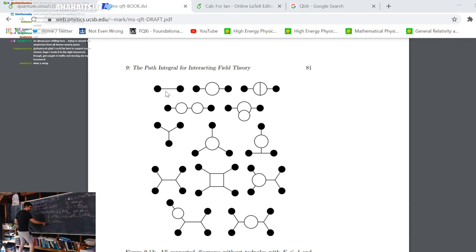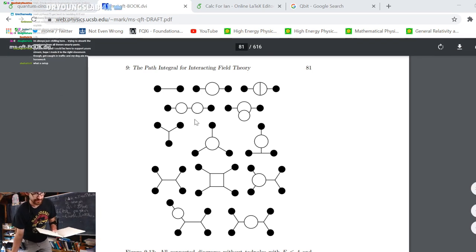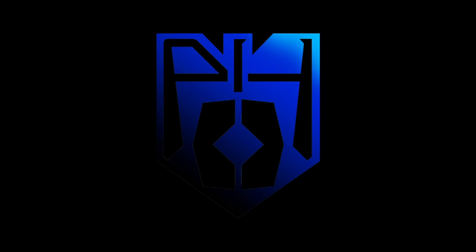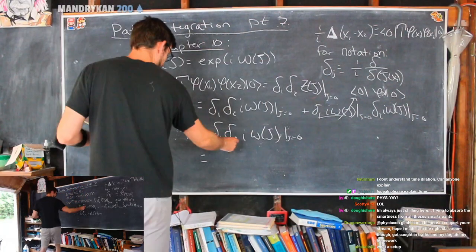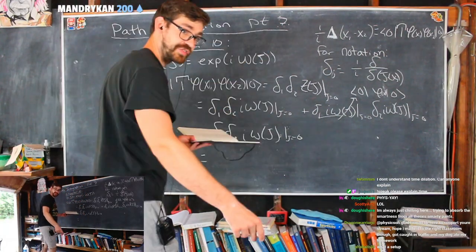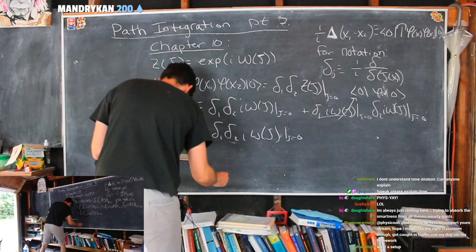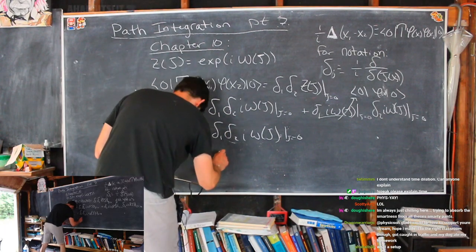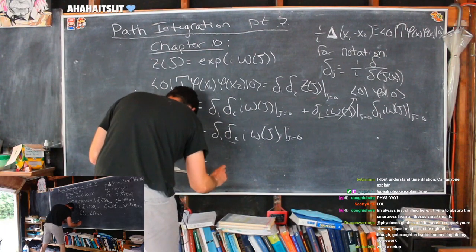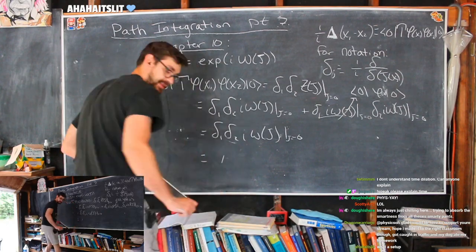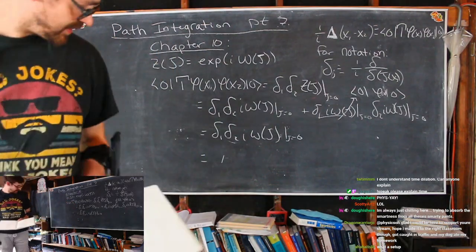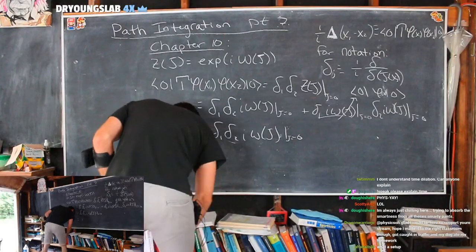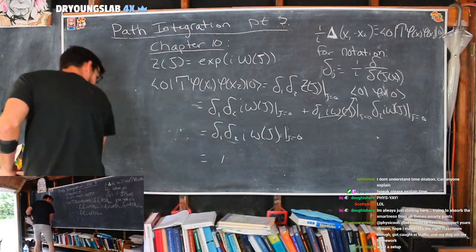Well, when we apply this functional derivative twice, we're going to knock off both of those sources, and we're going to be left with just a propagator. Wait, let me make sure I have this right. Oh, he doesn't even write it down. Okay, so we're going to be left with just a propagator.